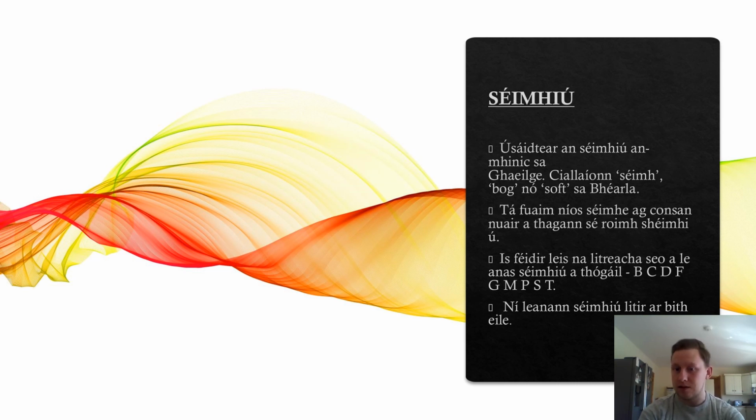Séimhiú is when you should put an H in the word, and when you shouldn't. Urú is when you should put a letter in front of the word, and when you shouldn't. I'm just going to try my best to explain the rules as best I can.